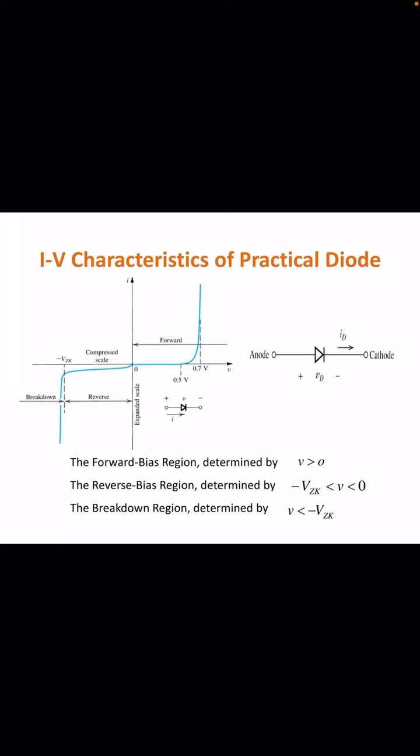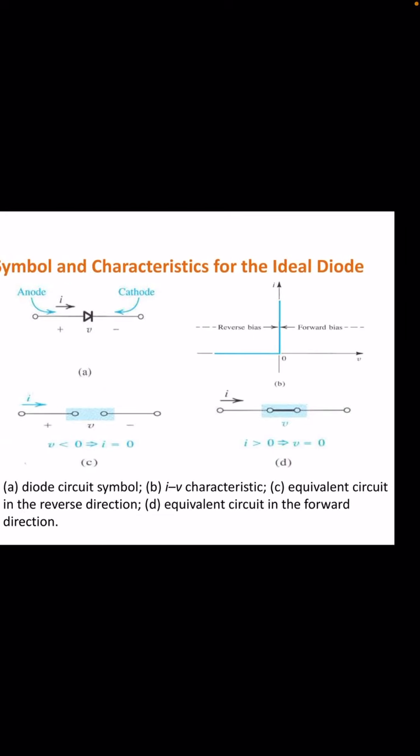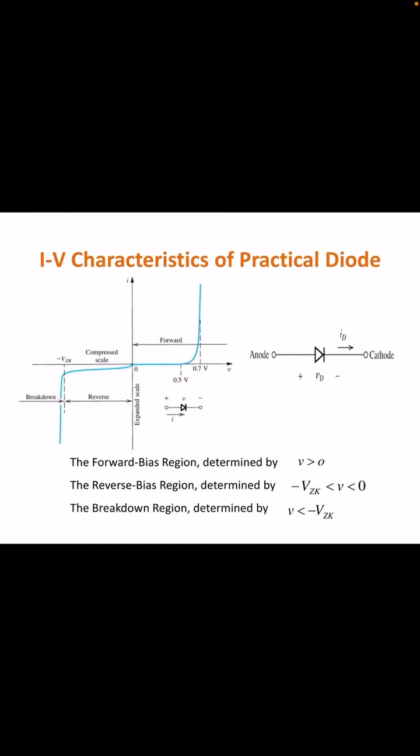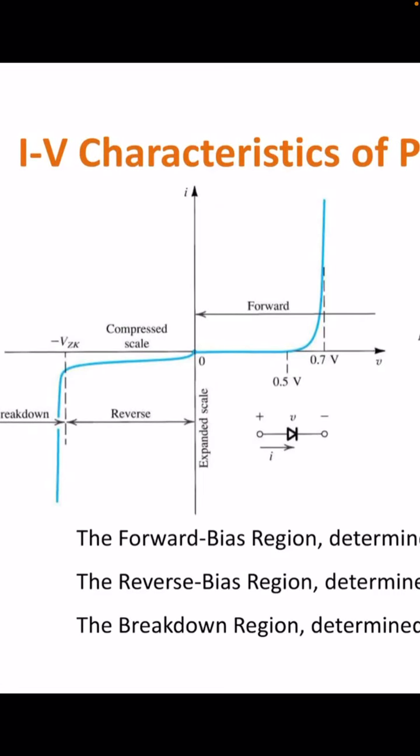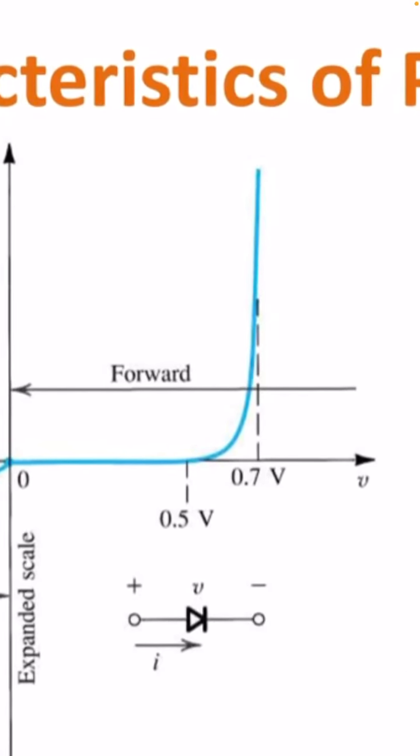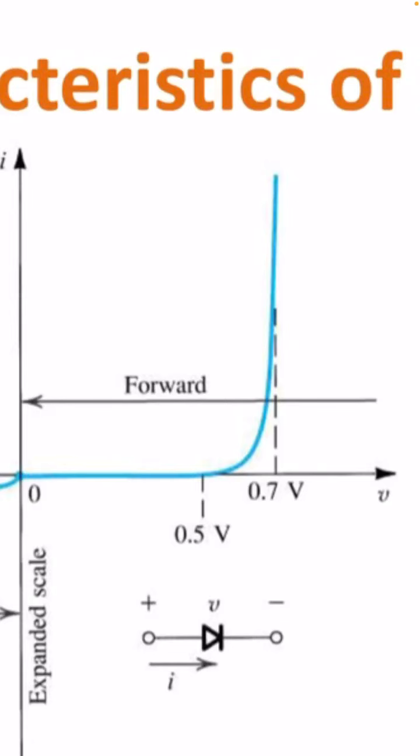Now this is the very important plot between current and voltage, sometimes called IV characteristics. This is for a practical diode, and this was for an ideal diode. We are showing here how the current varies with the voltage. Because we are showing the positive as well as the negative side, if we focus here first, then this is for forward bias, so voltage is positive.